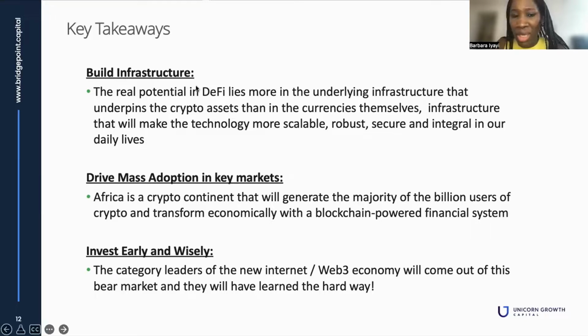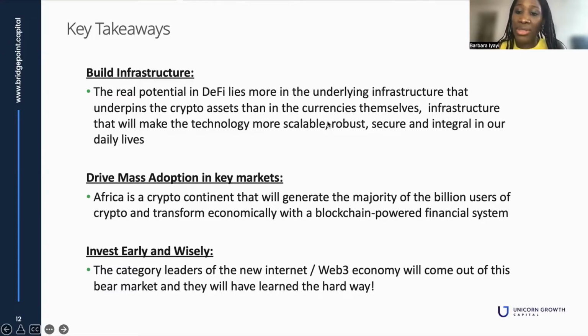powering this internet economy. The second thing I would say is we need to drive mass adoption, right? And in order to drive mass adoption, we need to invest in key markets that will give us mass adoption. I fundamentally believe that Africa will generate most of the billion users of crypto that we're all expecting, and will transform Africa economically through a blockchain-powered ecosystem, financial system. So this continent is a crypto continent, and the opportunities there are huge.